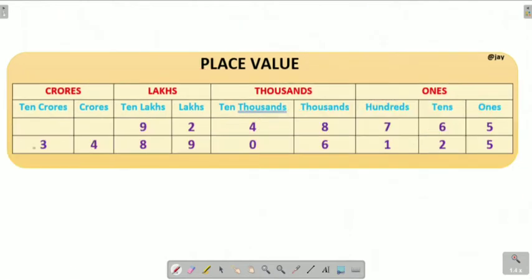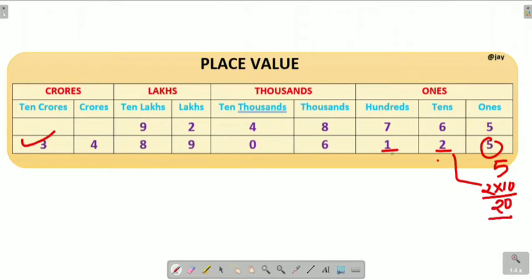Okay. Now let me take another one. Here we have another number. This is 34 crore 89 lakhs 6,125. So let me find the place value of each digit in this number. So first here I have 5. Its place value will be 5 because it is in the ones place. Now here is 2 in the tens place. 2 tens means 2 times 10, so we will get 20. So 20 will be the place value of 2.